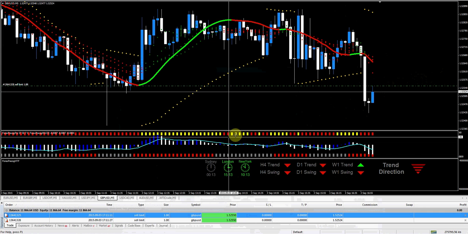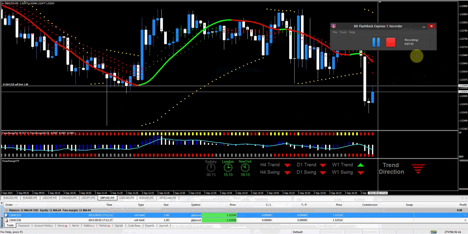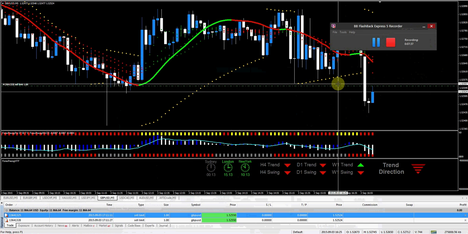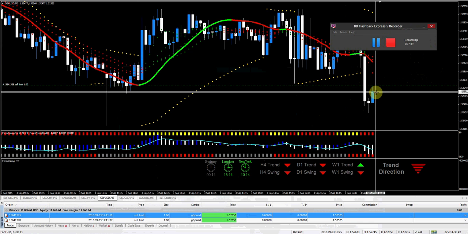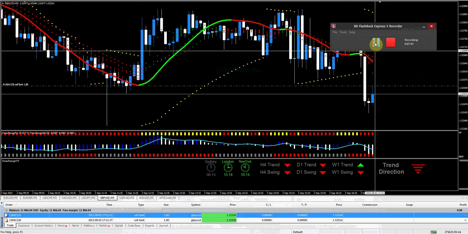What I'm trying to do now is to just get the best possible fill that I can. So I'm going to go ahead and pause. I don't want to spend too much time on this part of the process here. I could just go ahead and enter at market order, but I'm just trying to see if I can get a few extra pips in here. Alright, let me pause it and I'll be back.